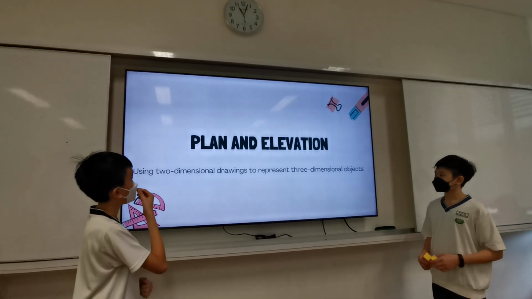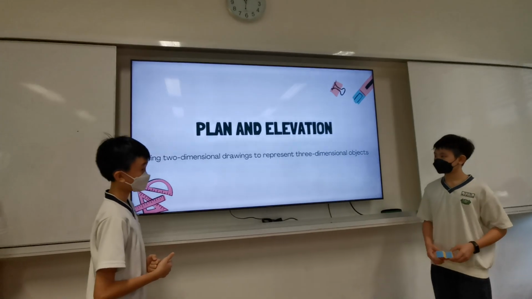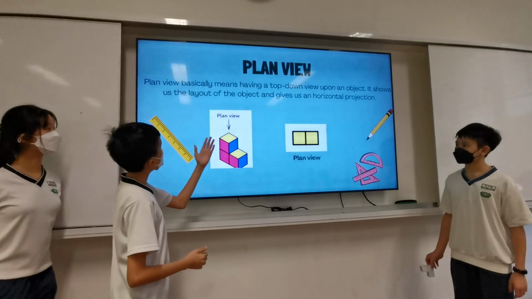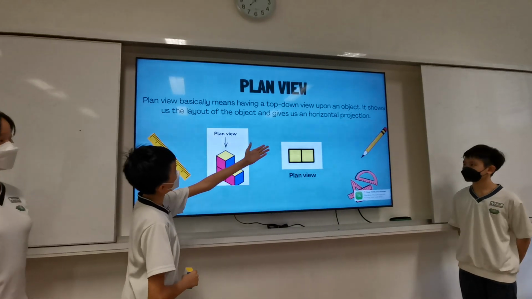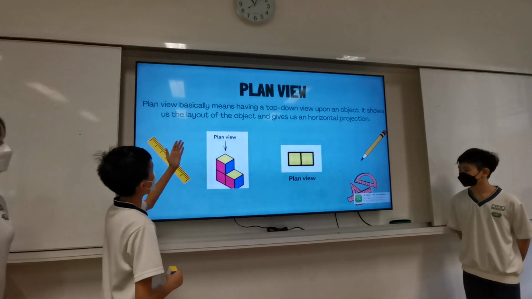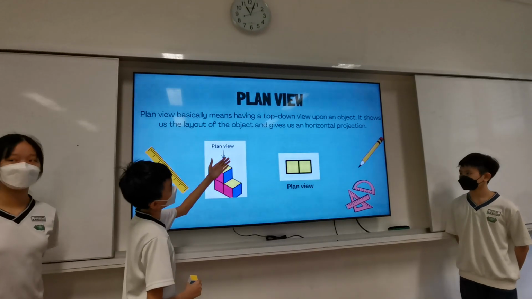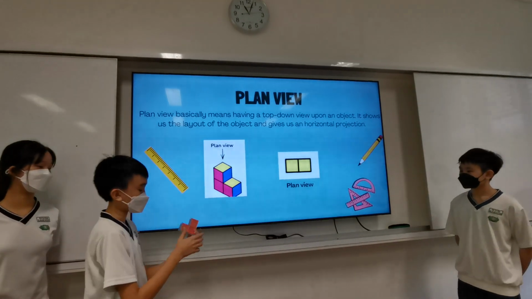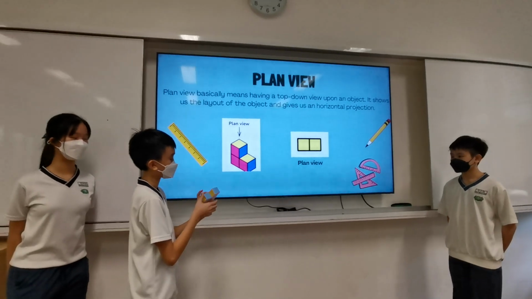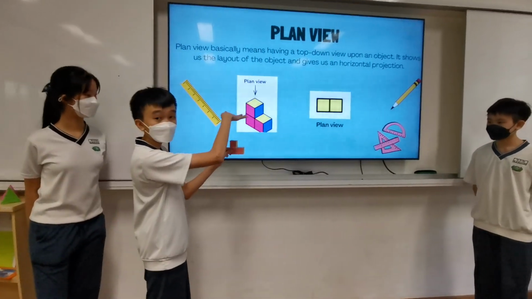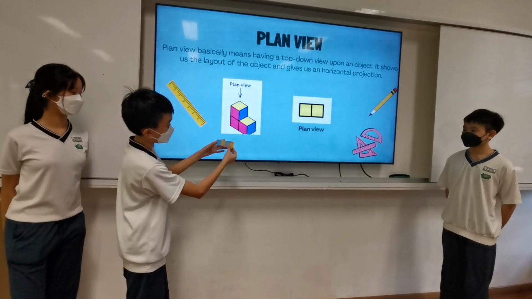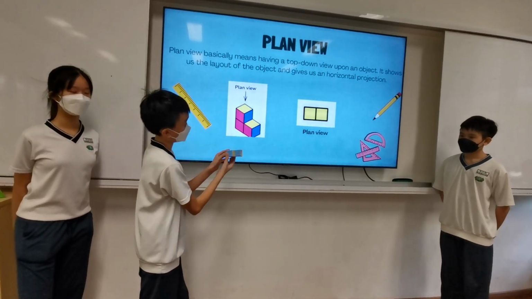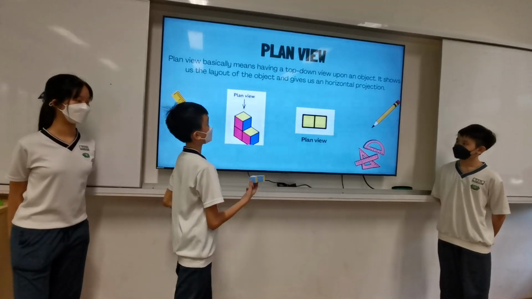Okay, so next, plan and elevation. So, plan view. Plan view basically means having a top-down view upon an object. It shows us the layout of the object and gives us a horizontal projection. So for example, this one, the plan view is having a top-down view of this 3D object. So in the plan view, we would see 2 boxes, as shown here.